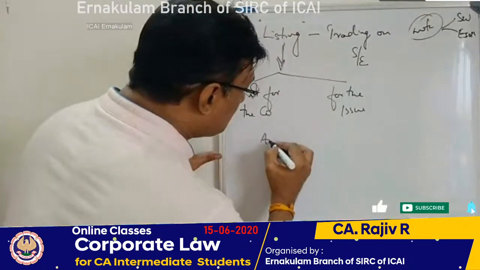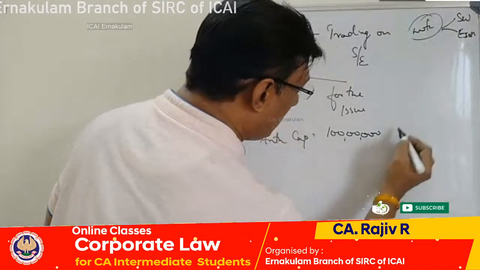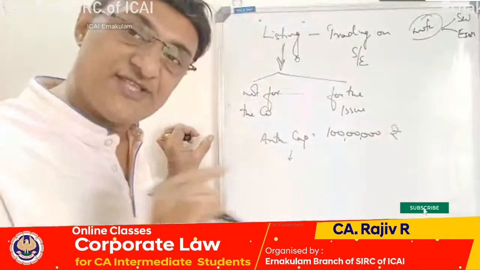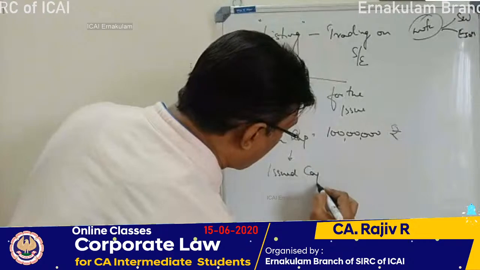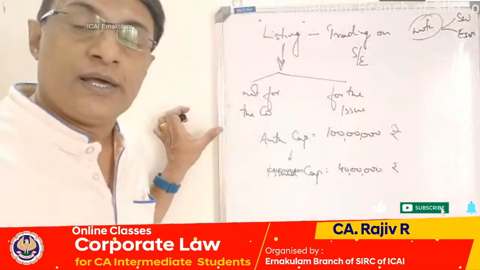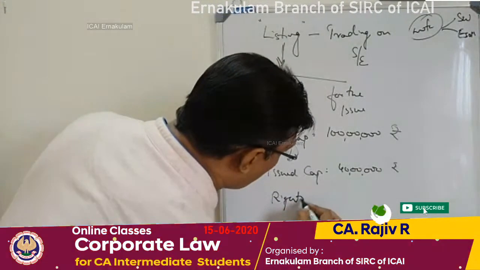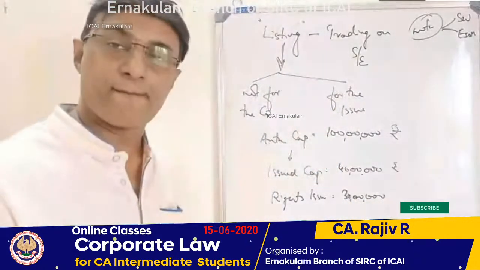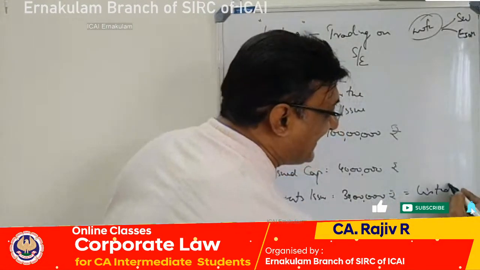A company has an authorized capital of 1 crore rupees. Out of this, there has been one tranche issued. So today the company's issued capital is 40 lakh rupees. As a rights issue, a company is making an issue of 30 lakhs. Remember, this 30 lakhs also must be listed.